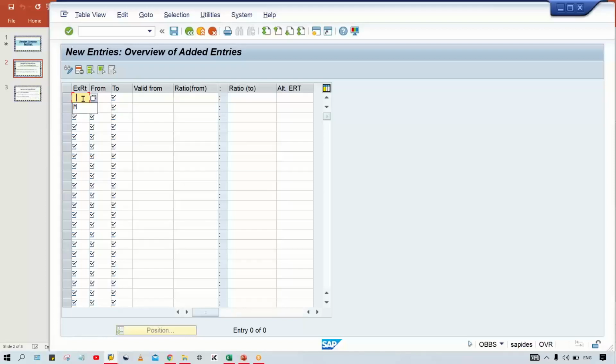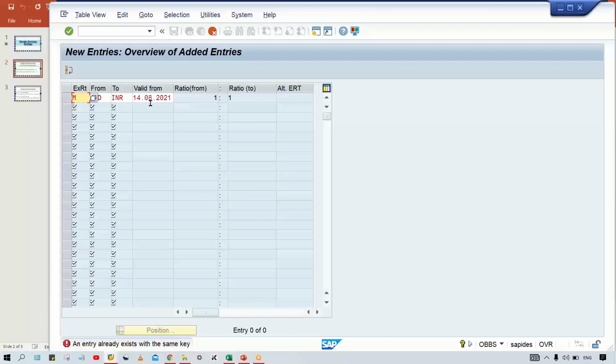So here, the exchange rate type that you have to give, and then USD to INR and a date. Let's suppose I'm going to give 14th August, and the ratio.